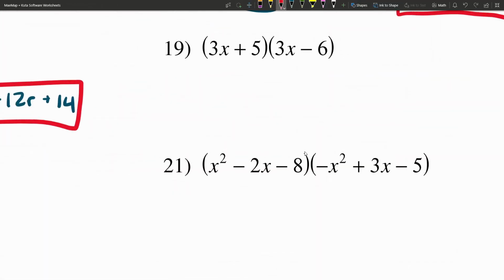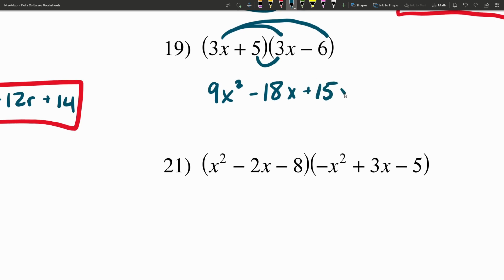In number 19, foiling this out, distributing my terms. 3x times 3x is 9x squared. 3x times negative 6 is minus 18x. 5 times 3x is plus 15x. And then 5 times negative 6 is minus 30.